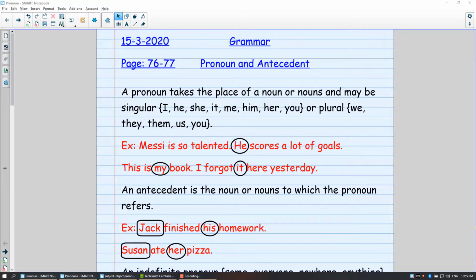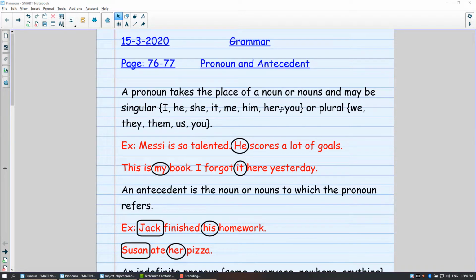So guys, as I said, in any grammar lesson, we have to know the meanings of the new definitions or the new words. So in this lesson we have two important words, pronoun and antecedent. Actually the definition of a pronoun: it's a word that takes the place of a noun or nouns and may be singular like I, he, she, it, me, him, her, or you. Also it can be plural like we, they, them, us, and you.